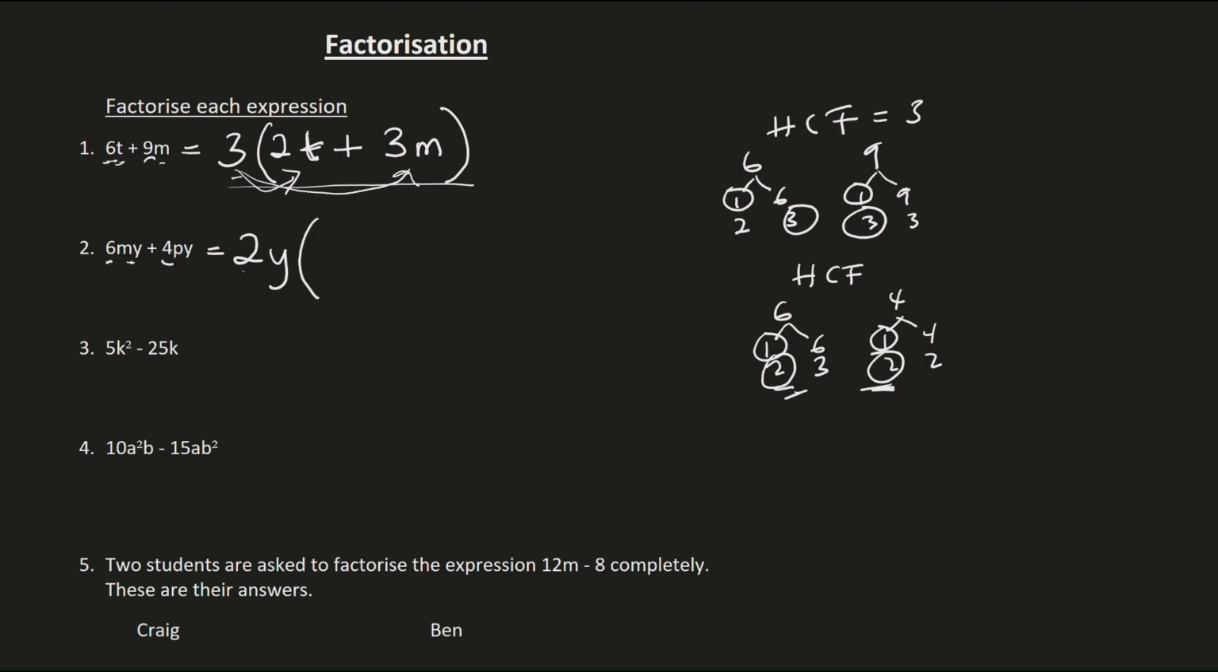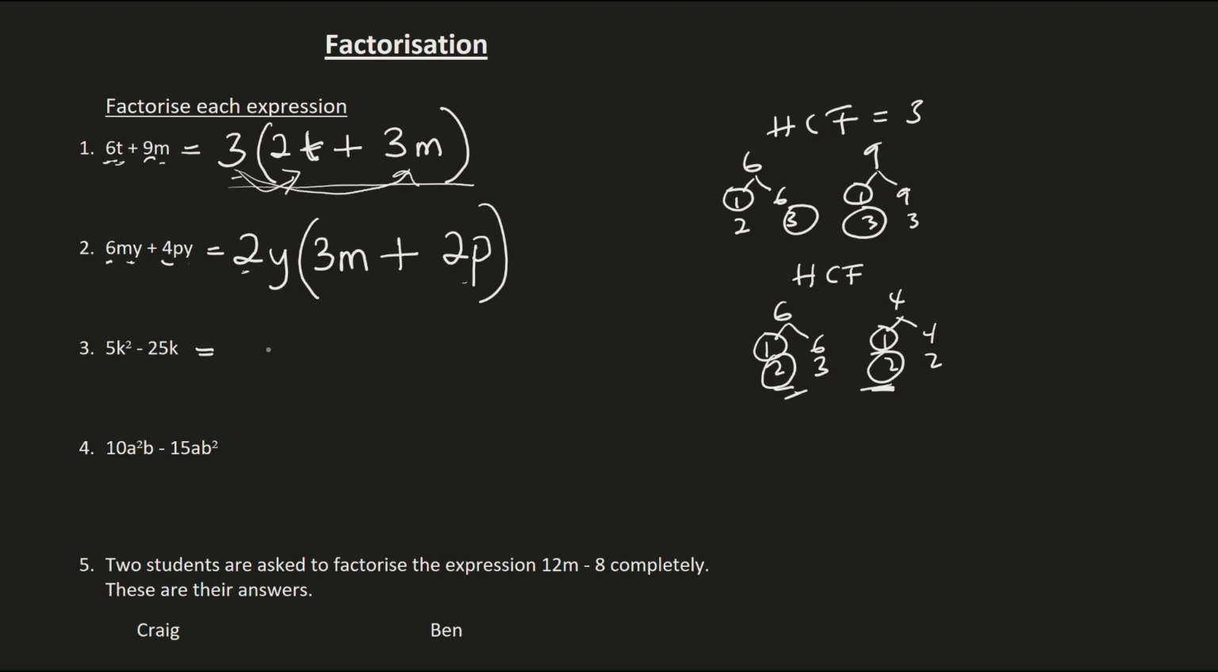Then 6 divided by 2 is 3, or someone may want to find out 2 times what number gives me 6, which gives you back the question, and that's 3. Now what do I have here? m, so I have 3m. Then plus 4 divided by 2, which gives me 2. I have p left here because y has been factorized out, so I have 3m plus 2p. Like I said, you can check your answer by expanding what you have in the bracket.